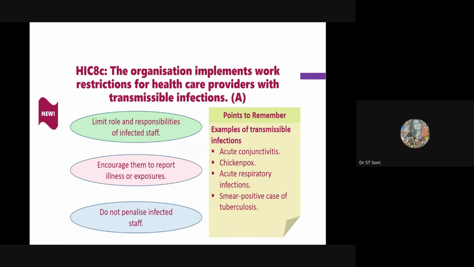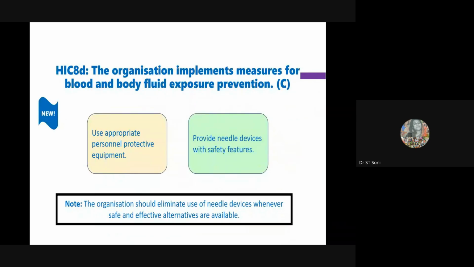Okay, and then we need to prepare a work restriction policy. So what is the work restriction policy? Basically limiting the role of the infected staff. Like if we are having cough and cold, acute conjunctivitis and all, we should not allow those staff to work in open areas or clinical areas. Give them some admin work so that the others are not infected.